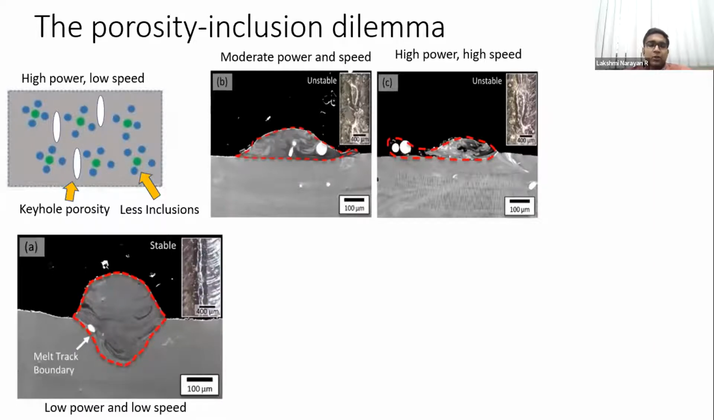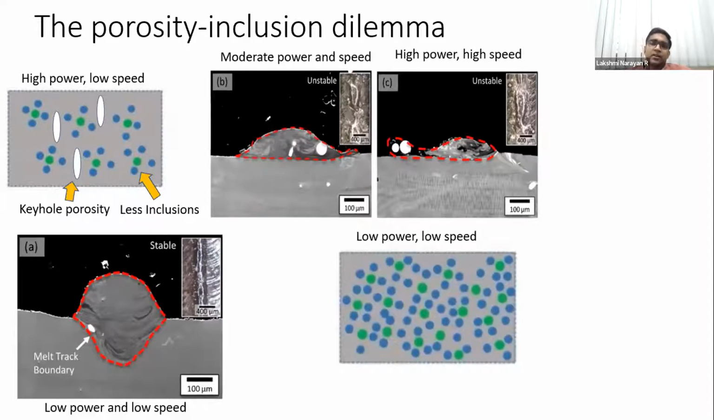And if you use this low power, low speed combination, okay, what you really see is a very nice melt pool with a very good aspect ratio, very close to 1, and you say that this is pretty nice. I'm going to go with this. And generally, if you do that, the problem is that you find a terribly large number of inclusions.